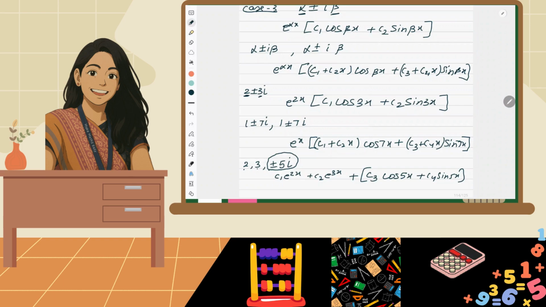So what will be the steps? Let us quickly revise. The very first step is you write it in the form of operator capital D. Now once you have it in operator capital D format, you write down the auxiliary equation, where you replace capital D by m. Once you have the auxiliary equation, find out the roots of the equation.